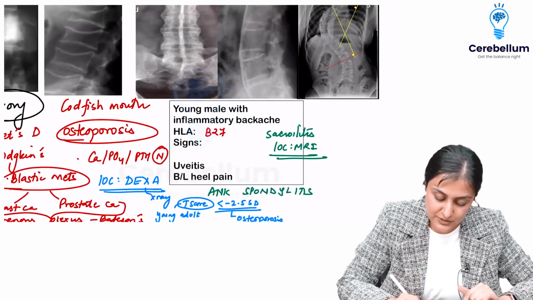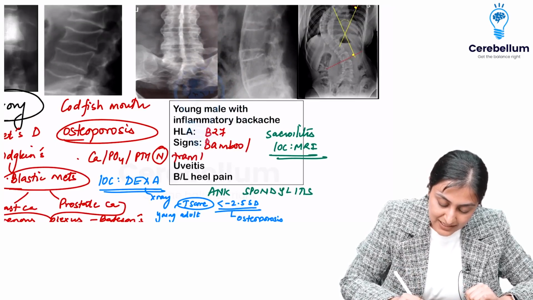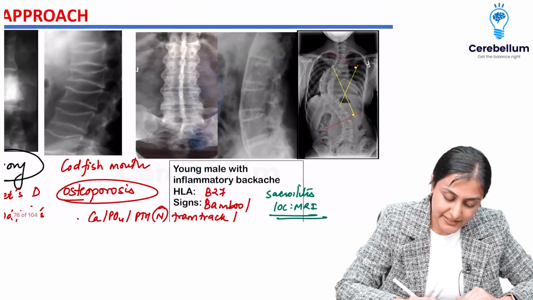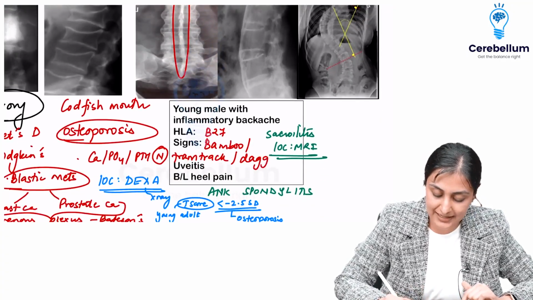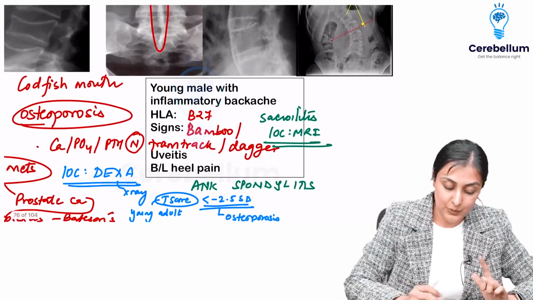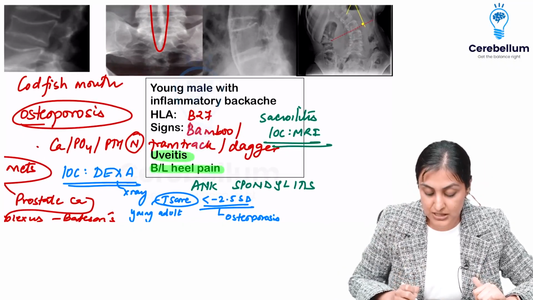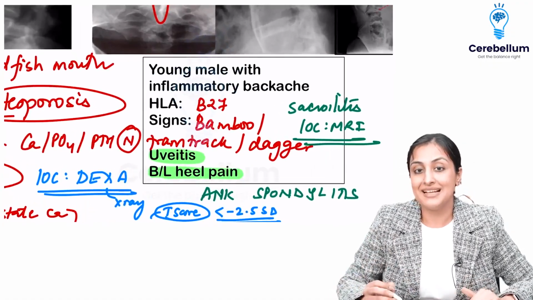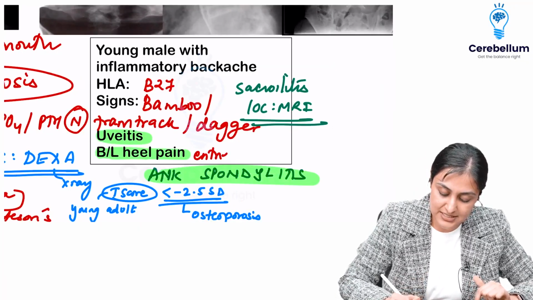Various named signs, fused like a bamboo. You can see a tram track appearance. This interspinous ligament ossification is what is called as a dagger sign. So these are the various signs which are associated. You can also be given history of uveitis, red eyes in the patient, bilateral heel pain. Bilateral heel pain is because of associated enthesitis.